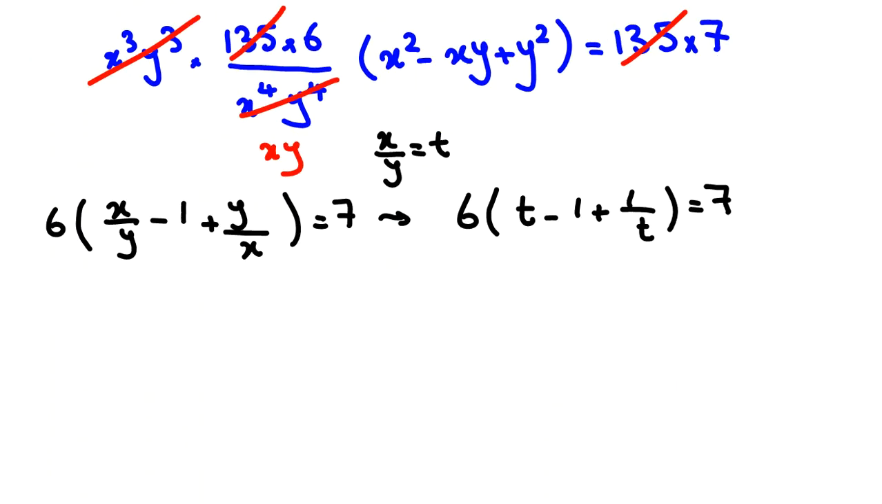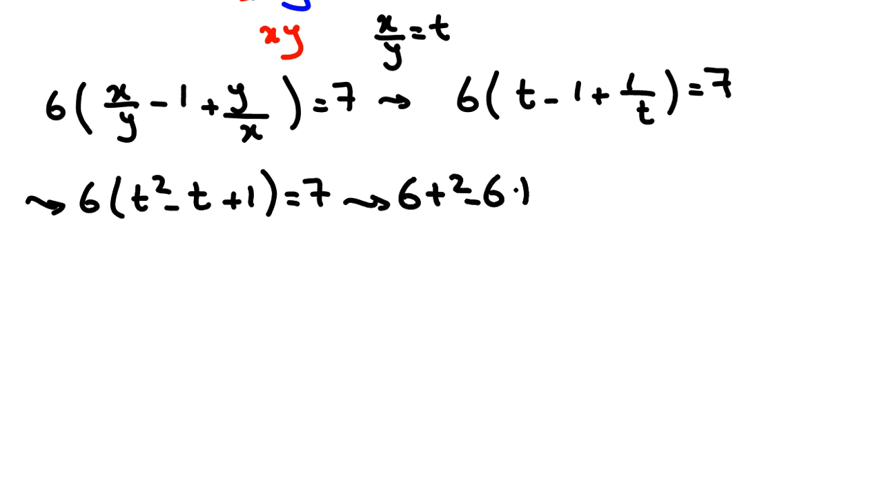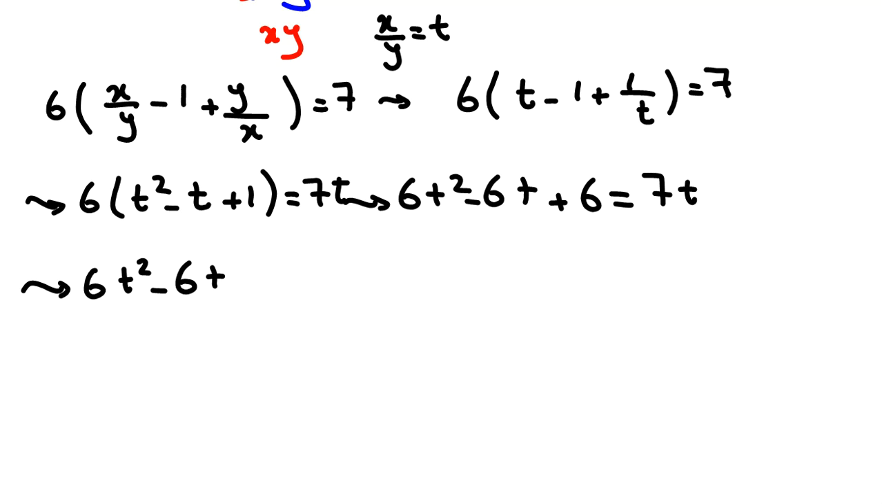Now, I multiply both sides by t to get rid of this denominator. It will be 6t squared minus t plus 1 equal to 7. If I expand, it will be 6t squared minus 6t plus 6 equal to 7. And if I take 7 from the right-hand side to the left-hand side, it will be -7. And 6 minus 7, let's check. Oh, sorry, because I multiplied by t, I should write t here. 7t. So it will be what?